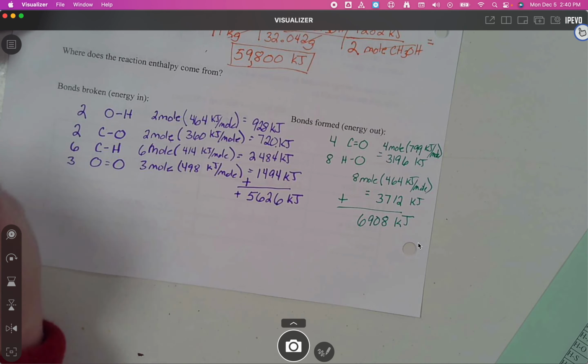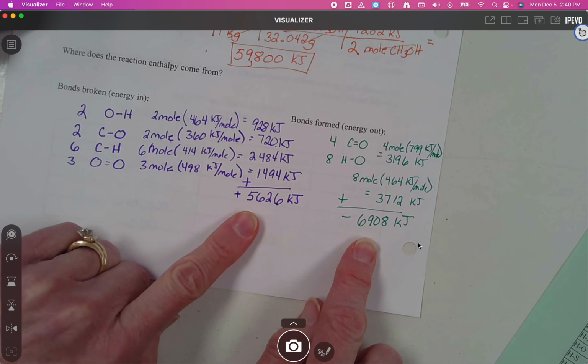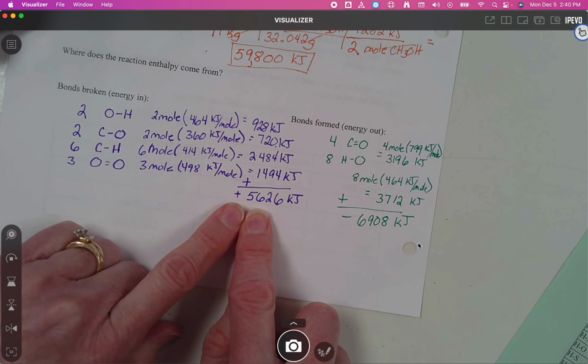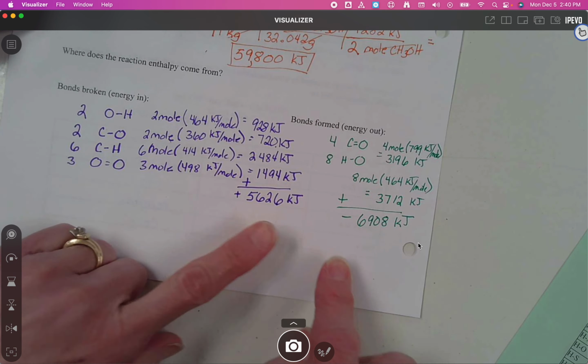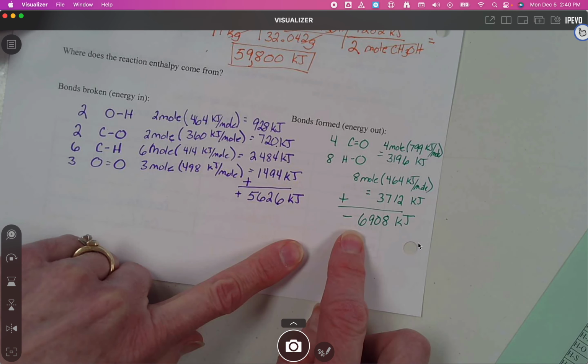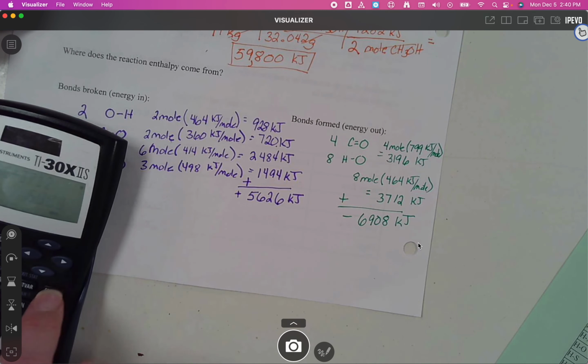But when I sighed, was that energy going in or energy coming out? Energy coming out. So the sum total for the whole entire thing is just to add these two pieces together. I put 5,626 kilojoules in. That's positive. I add that to the negative 6,908 kilojoules right there.